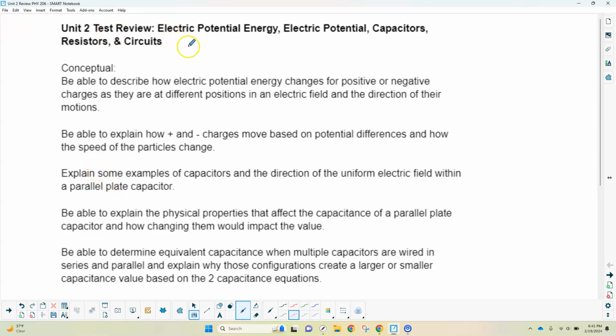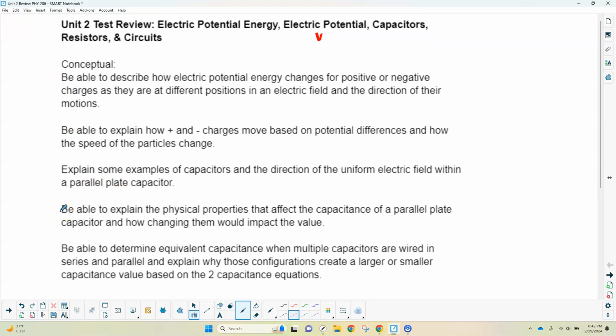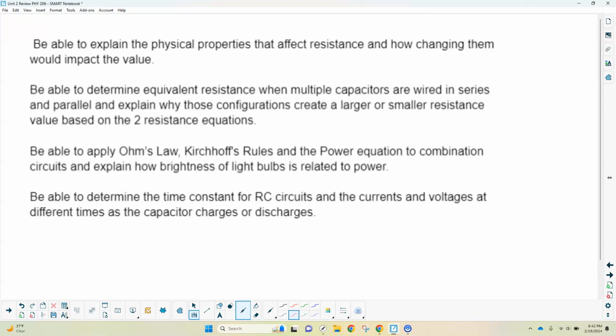So the test has the topics of electric potential energy, electric potential or voltage, capacitors, resistors, and lots of different circuits, so series, parallel, capacitors, resistors, and then finally RC circuits. I'm not going to go through all the answers to the conceptual questions because a lot of them are covered in the problems. To do the problems, you have to understand the concepts, but you should be able to read and understand these. If you do have any questions, just message me or ask me at some point so I can clarify what I mean by these ideas. So the first page is mostly the conceptual ideas.